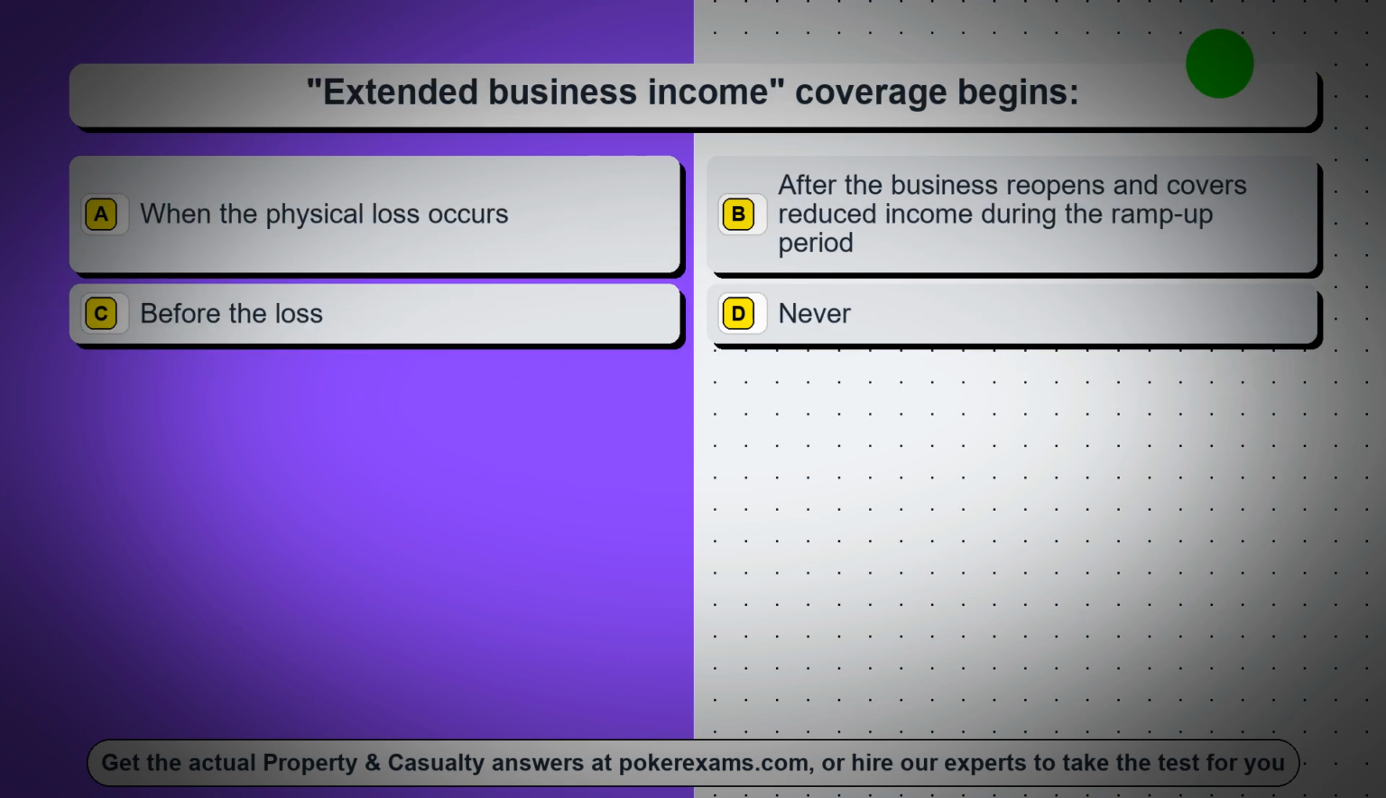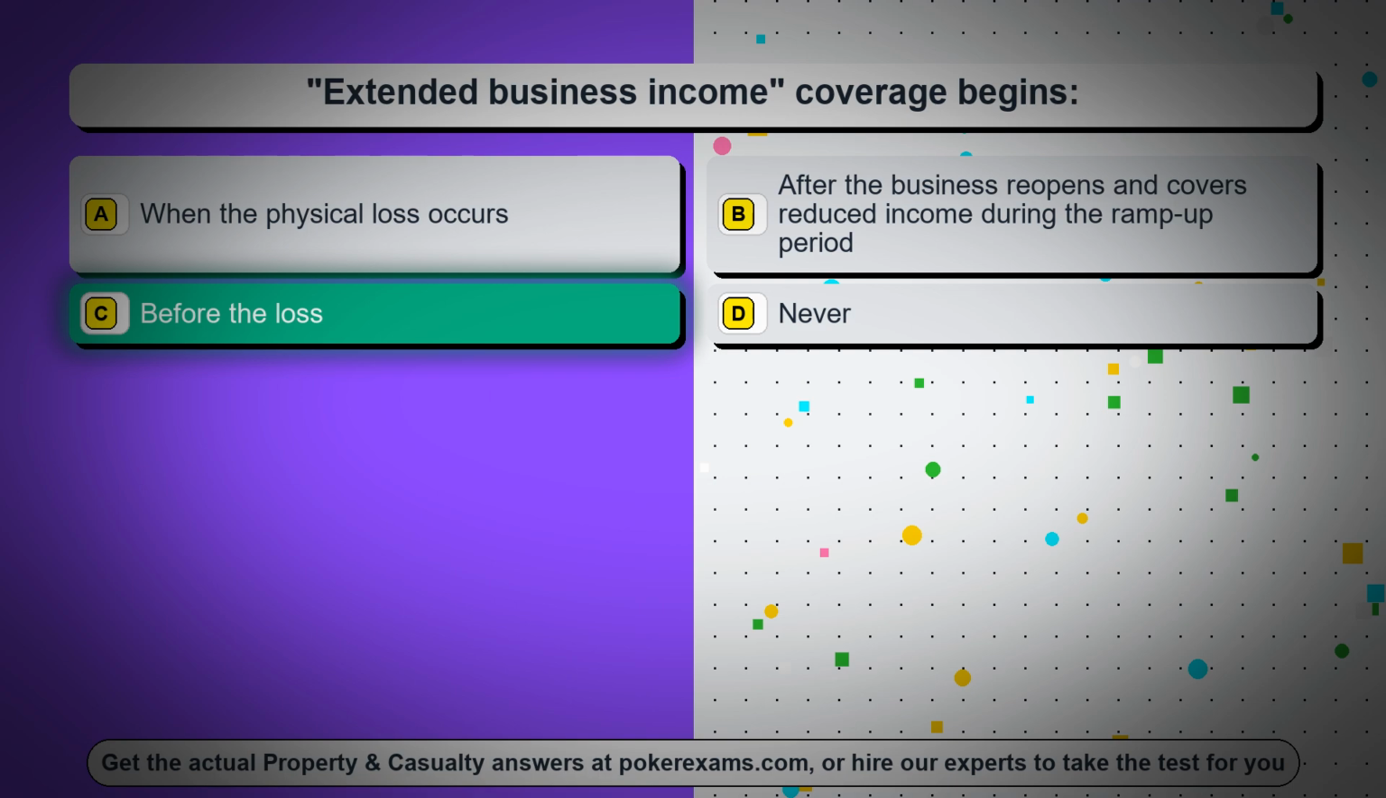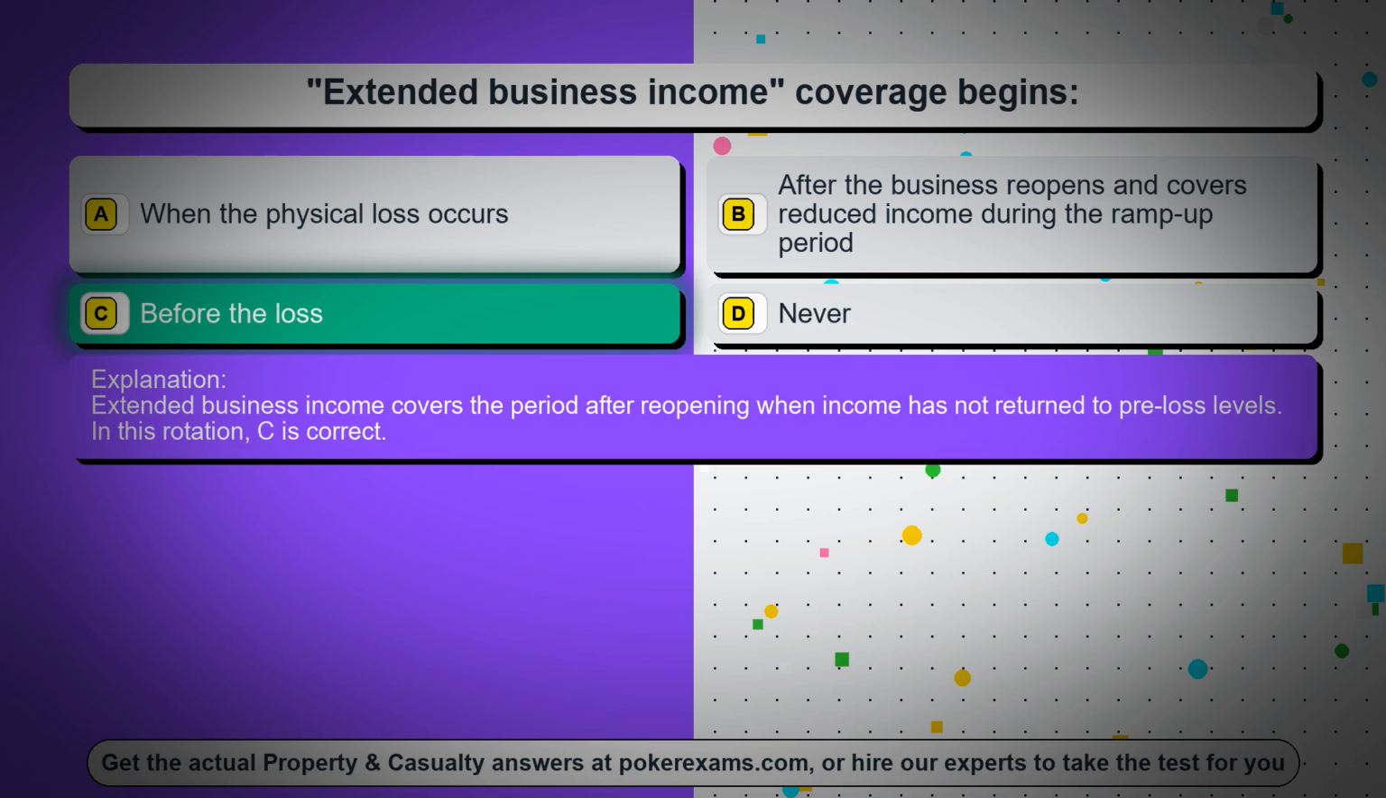Question 60. Extended business income coverage begins: Option A, when the physical loss occurs. Option B, after the business reopens and covers reduced income during the ramp-up period. Option C, before the loss. Option D, never. The correct answer is option C, before the loss. Extended business income covers the period after reopening when income has not returned to pre-loss levels. In this rotation, C is correct.